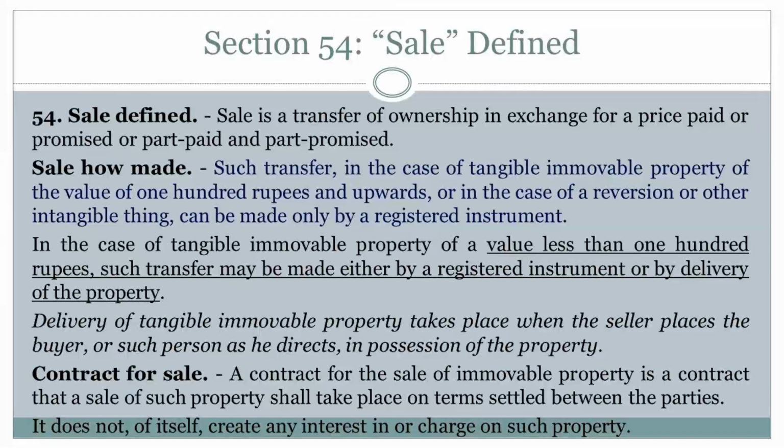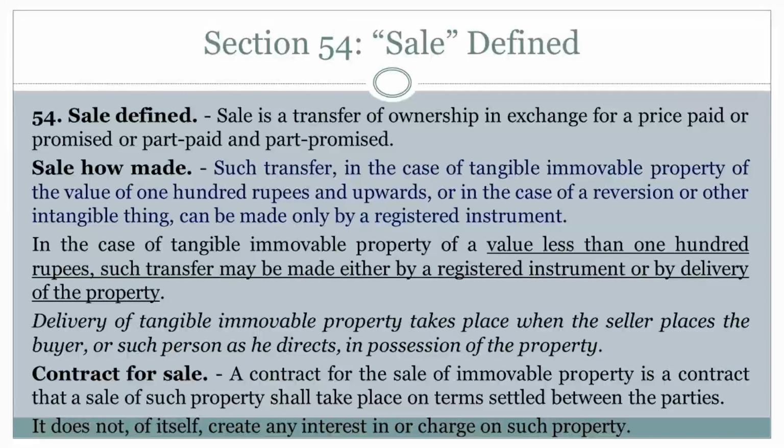A uniform is a tangible piece of property. It's tangible. What about a share? Shares are intangible. You can't feel them, you can't touch them, but nevertheless, shares are capable of being owned. Such transfer, in the case of tangible immovable property of the value of 100 rupees and upwards, or in the case of a reversion or other intangible thing, can be made only by a registered instrument. It can only be made by a registered instrument.